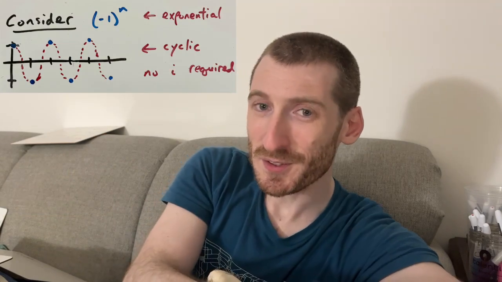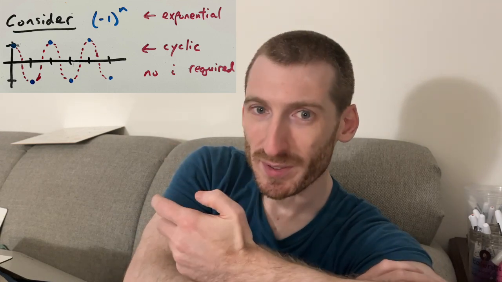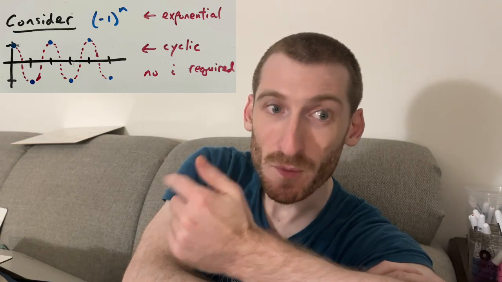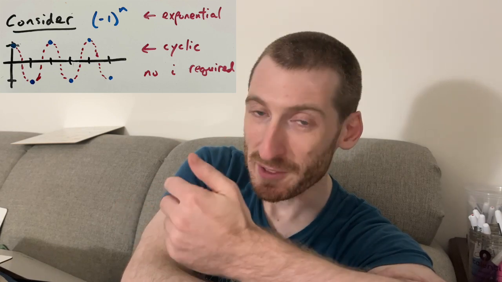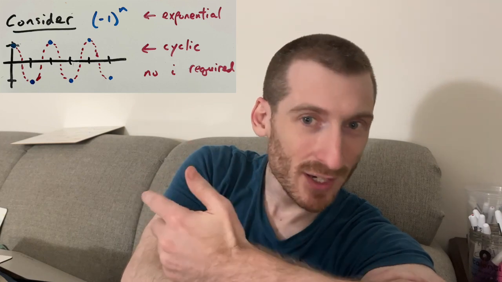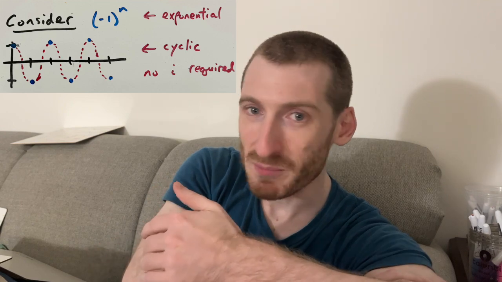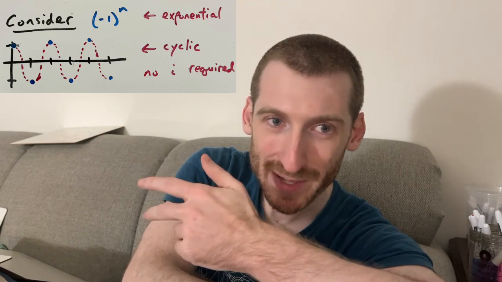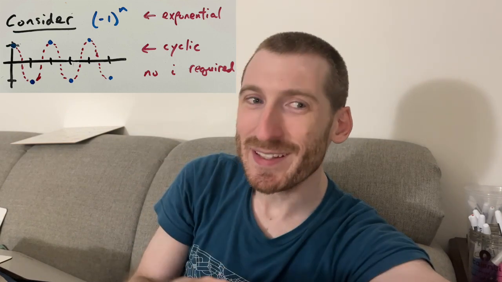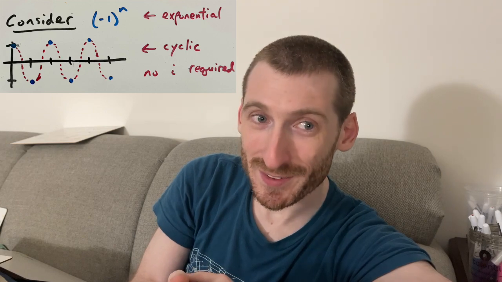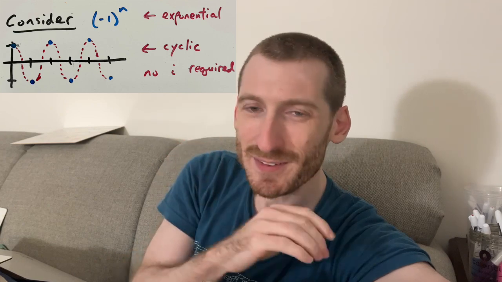Well, here's an interesting one that doesn't even require any i's. Let's take -1 to the power of n, where n can be 0, 1, 2, 3. For every even power, it's going to be 1. -1 squared is 1. For every odd power, it's going to be -1. -1 cubed is -1. So it's just going to be bouncing up and down between +1 and -1. And I've gone ahead and creatively connected the dots a bit there, just to give you a little hint at how wavy this really is. So it is exponential, and it's definitely cyclic as well, and it definitely doesn't have any i's in it.